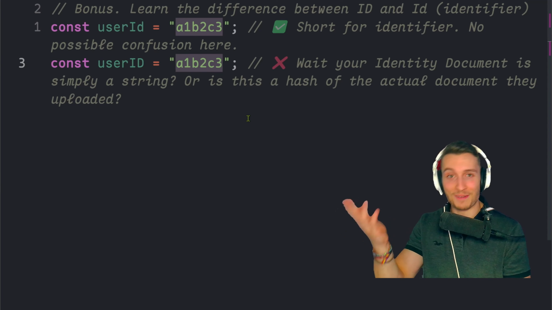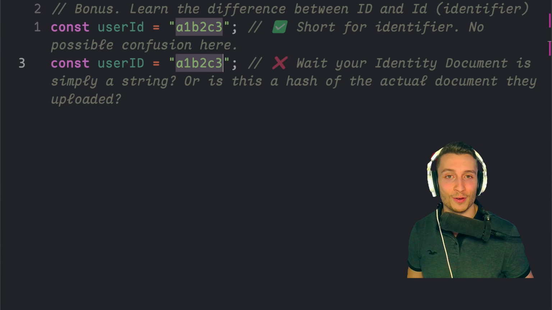Anyways, it's now up to you to decide if you want to keep using camelCase wrong or start using it the right way.